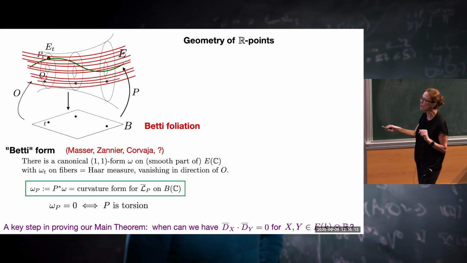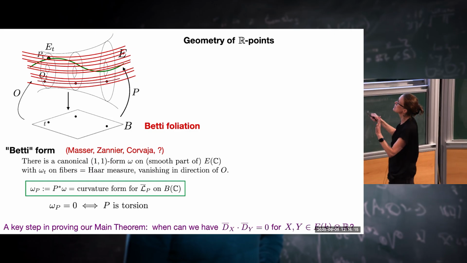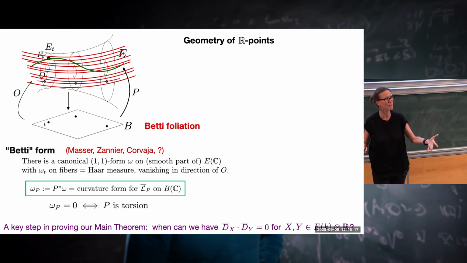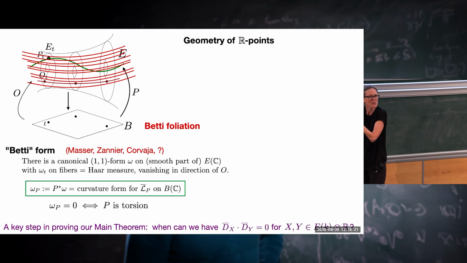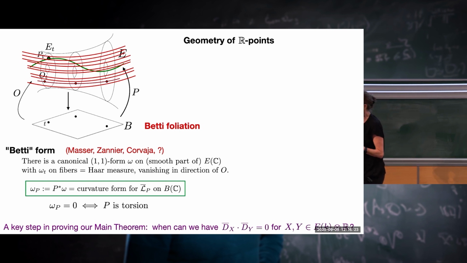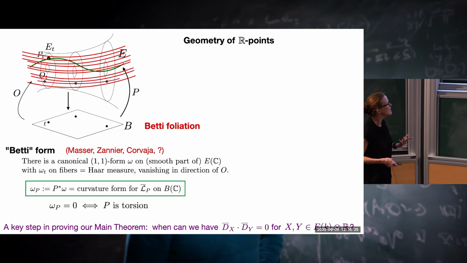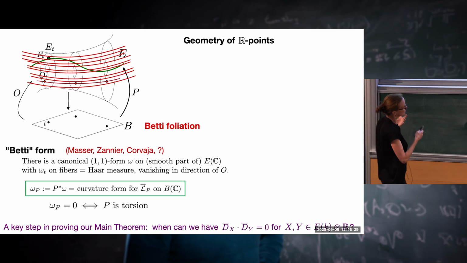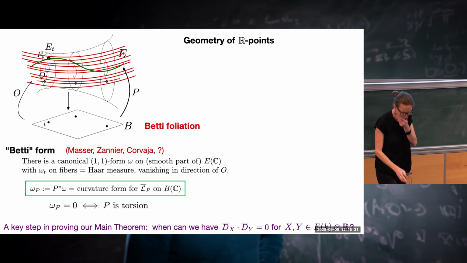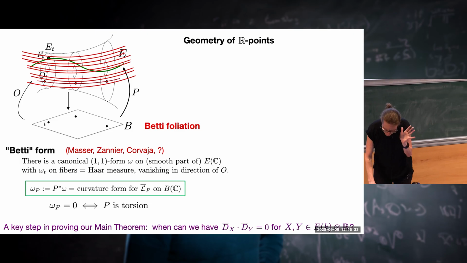And it's actually not hard to prove that this curvature form vanishes exactly when P is a leaf of the foliation, which means it's an algebraic leaf of this foliation, so it has to be torsion. That was probably first observed by Manin, but there are a number of proofs now. It's not too hard to prove once you know what to look for.